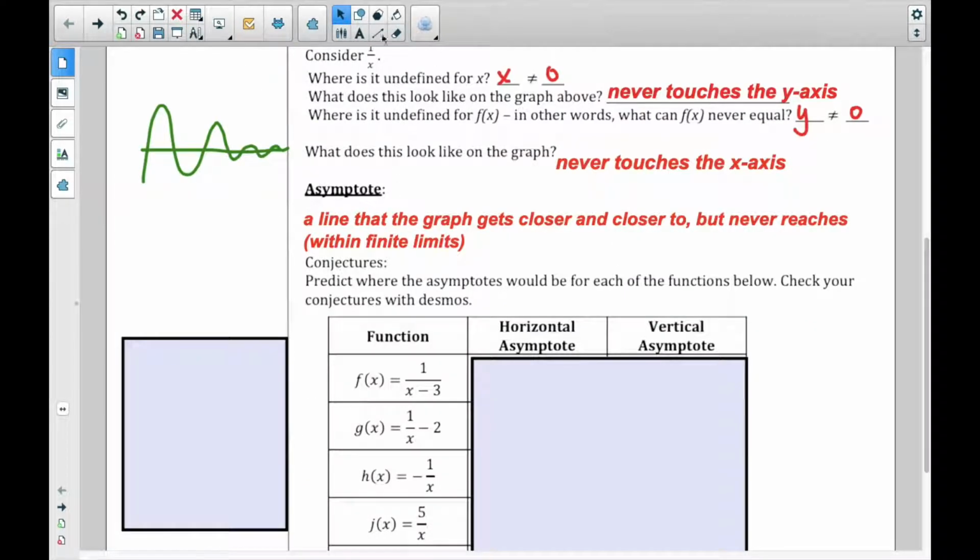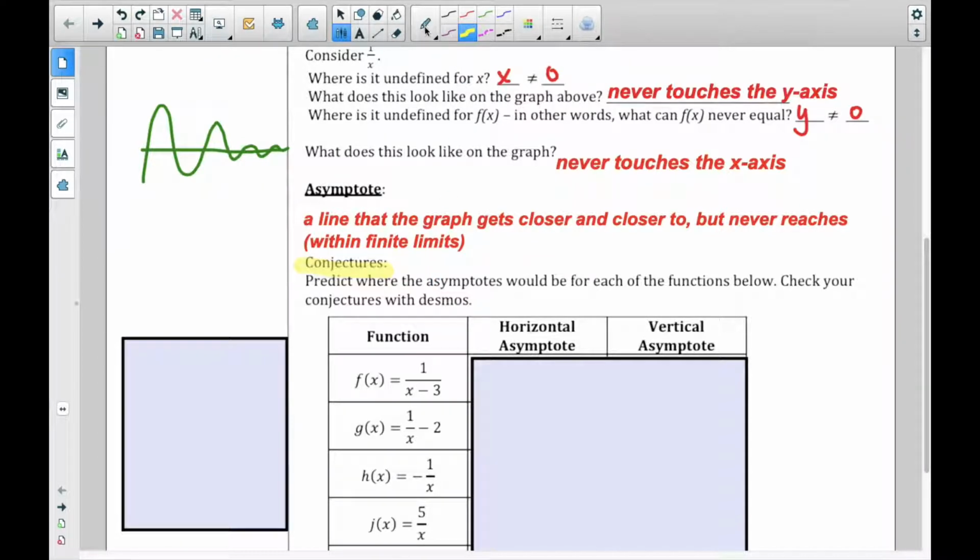All right, in this next section, I use this word conjecture. Hopefully that's a word you know from geometry. We make a lot of conjectures in geometry, I think. It's basically an educated guess. So can you make an educated guess about where the asymptotes would be for each of the functions below, and then check your conjectures with Desmos?